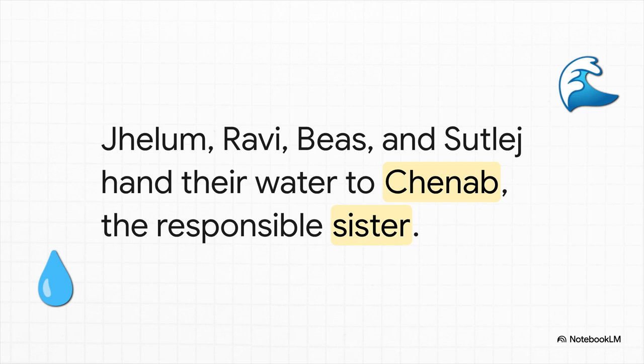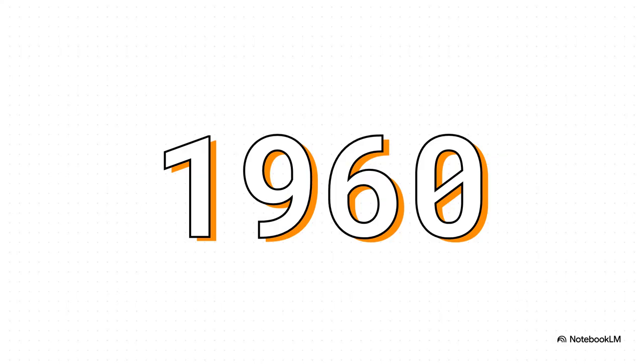The Chenab basically acts as the responsible big sister, collecting all this water and safely carrying the whole shebang to the Indus. Oh, and here's a fun memory trick from the source for the Jhelum River. It originates at a place called Baranag. Nag means snake in Hindi, and if you see a snake, you have to chelna, or tolerate it. Baranag connects to Jhelum. So simple, but super effective.